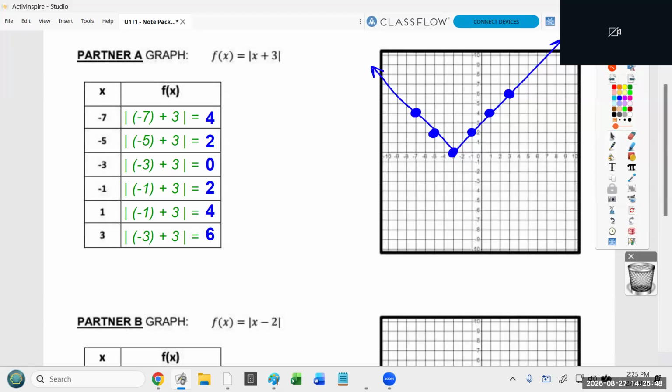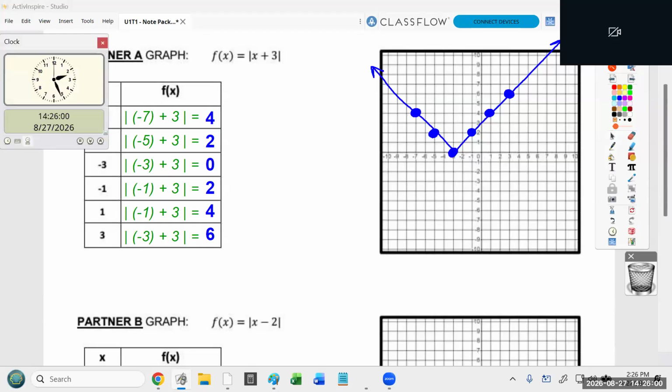All right, so we've got about 5 minutes left in class. I'm going to give you 3 of those minutes to try to do this problem down here. I'd say at minimum, get the table done and get a couple, like 1 or 2 points graphed. That'll leave us with 2 minutes to pack up.